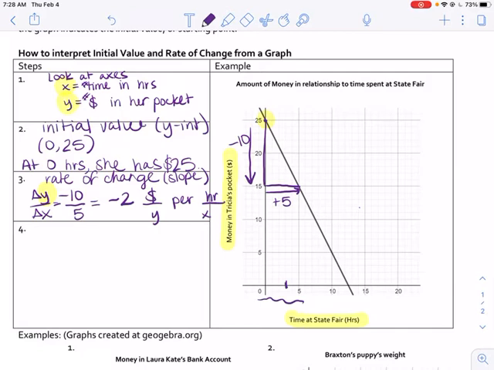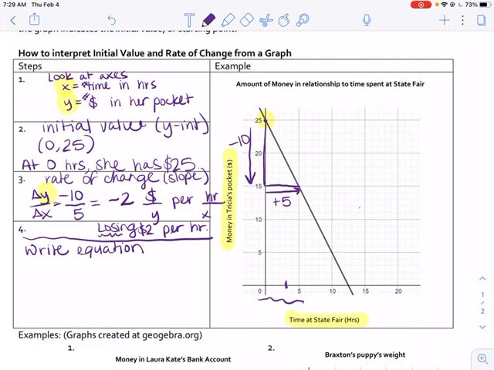What does that mean for Trisha? Well, negative means it's going down, and we're talking about money. So she's losing $2 per hour. Anytime you get a negative number, you're going to have to say what that means. It's usually losing, going down, some sort of thing like that. Okay, your last step is to write your equation and use that to interpret any other questions they might ask.